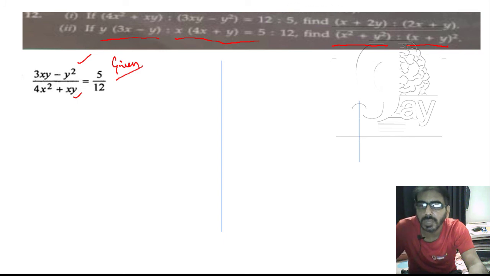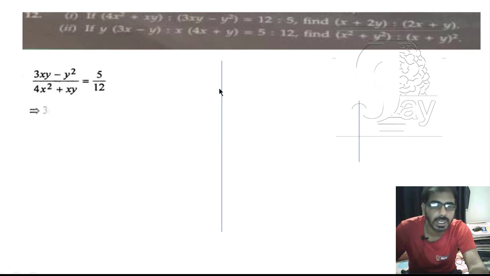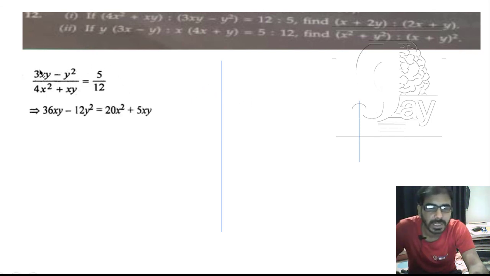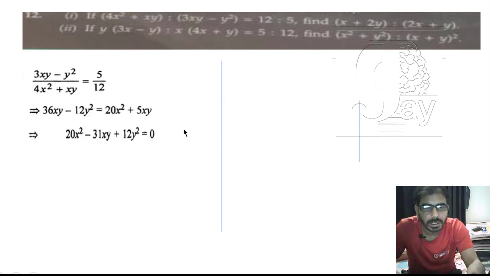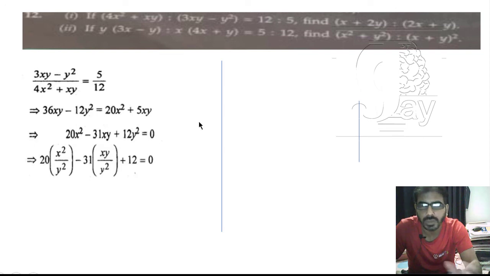Now in such questions we are just going to use identities like a plus b whole square, here x plus y whole square. First we're going to cross multiply this one: 5 with 4x square plus xy, we get 20x square plus 5xy, and 12 with 3xy minus y square, we get 36xy minus 12y square. So rearranging the terms, we get this, and we have to find the ratio of x to y so that we can put it in the required condition.